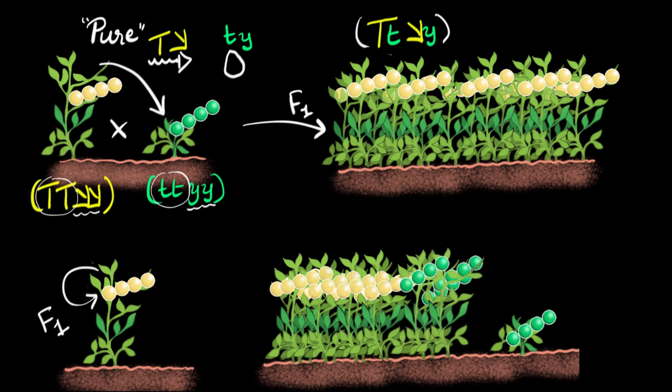He also gets some tall plants with green peas and some short plants with yellow peas. Ooh, this is interesting, because now we're getting new variations. We're getting tall plants with green peas and short plants with yellow peas. What could this mean? Mendel looked at these F2 generation kids, and he got the answer to the question he was looking for. So how does this answer our question?